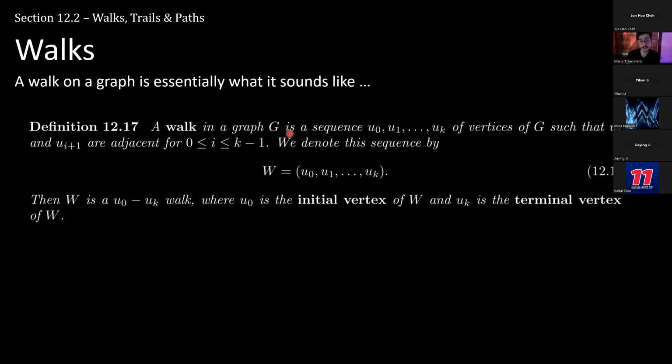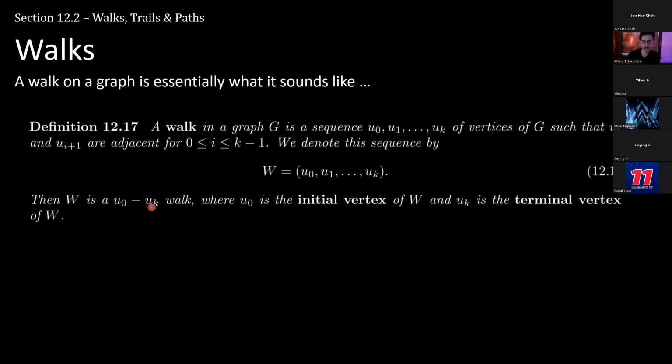A walk in a graph G is a sequence u0 to uk of vertices of G such that ui and ui+1 are adjacent for all i in the range. So we denote the sequence in this way, and this is just how we're labeling the nodes. Essentially, it's an ordered sequence of vertices that happen to be adjacent one after the other.